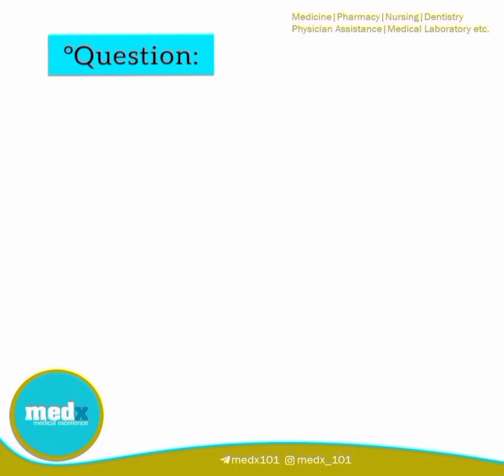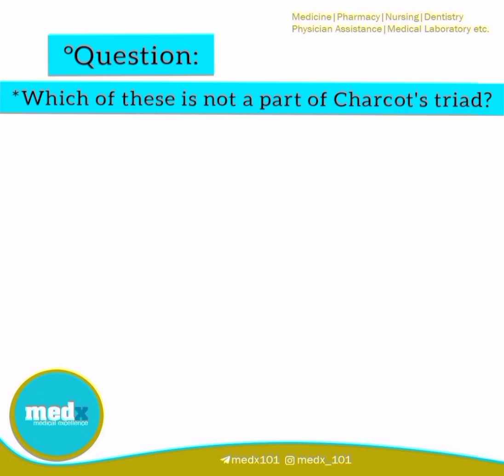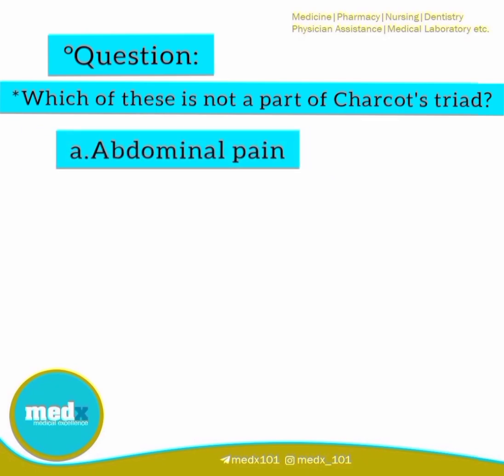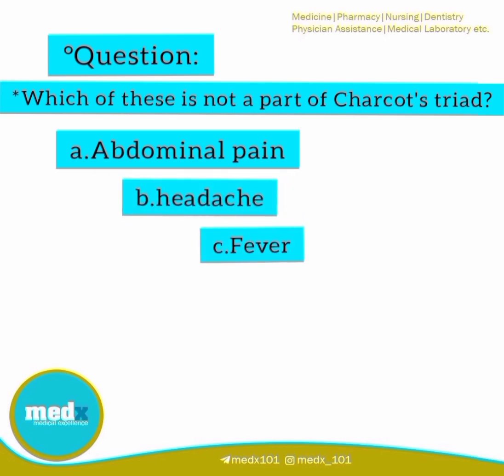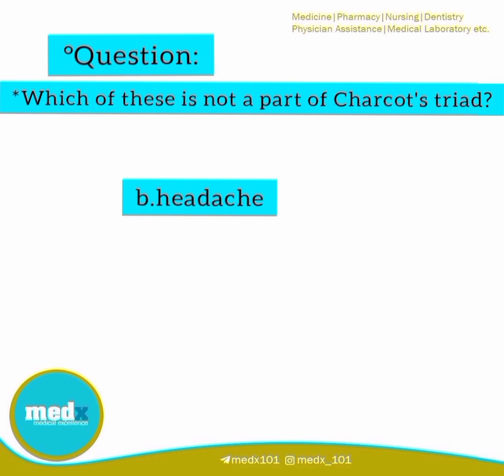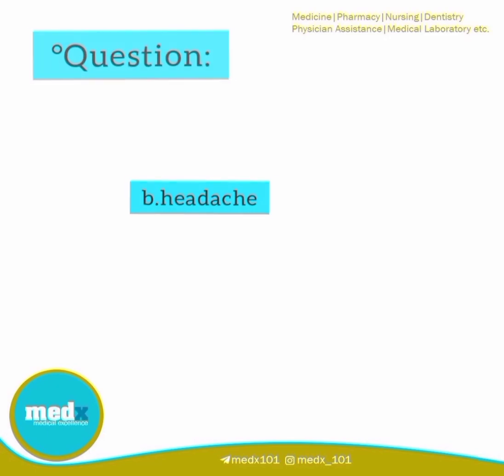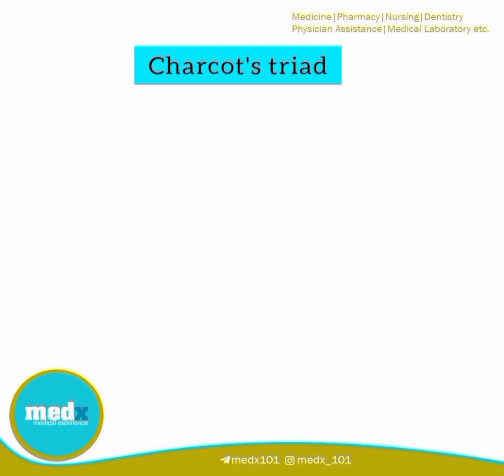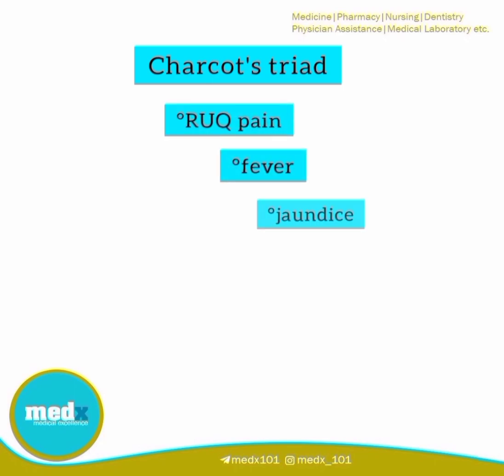So this was the question: which of these is not a part of Charcot's triad? A is abdominal pain, B is headache, C is fever, and then D is jaundice. So the correct answer is headache. Headache is not part of Charcot's triad. Charcot's triad is made up of abdominal pain, which is a right upper quadrant pain, fever, and jaundice.